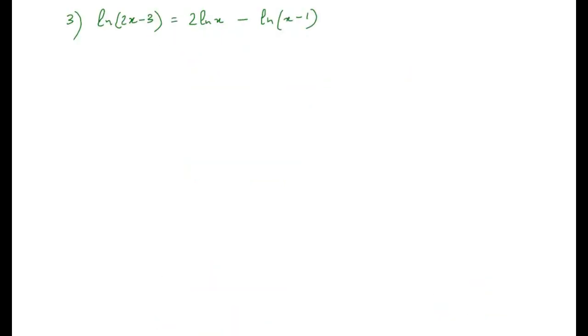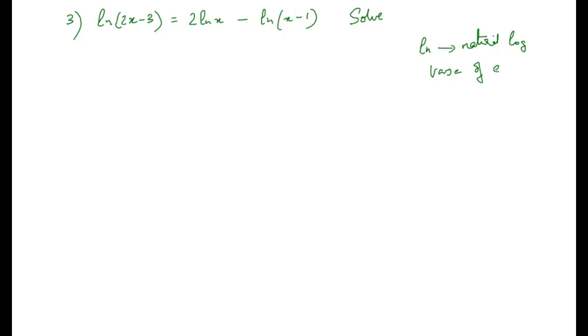The next log equation that we are going to solve looks like this. ln 2x minus 3 is equal to twice ln x minus ln x minus 1. Now, remember when we have ln, ln stands for natural log. And though the base is not written in the equation, natural log is understood to have a base of e.